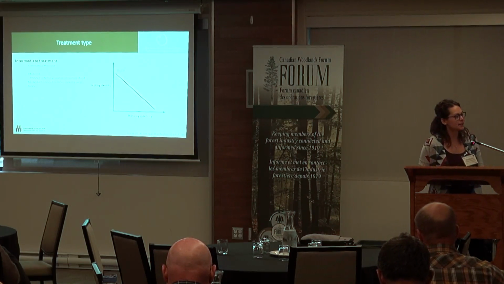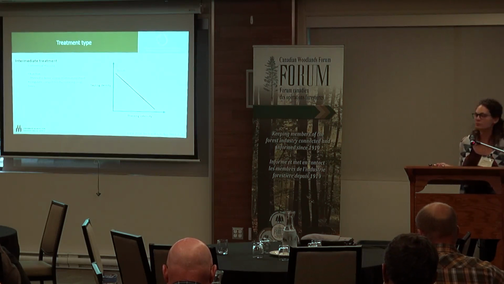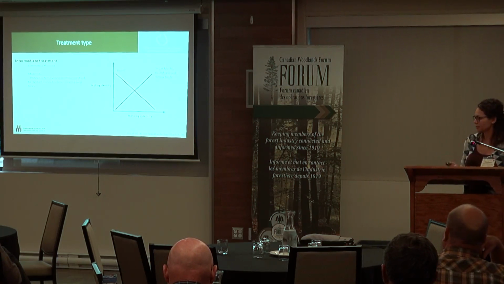We found that the higher the thinning intensity is, the lower the sapling density of beech is. Contrarily, we found that the higher the thinning intensity is, the higher the sapling density of sugar maple, red maple, and yellow birch is.